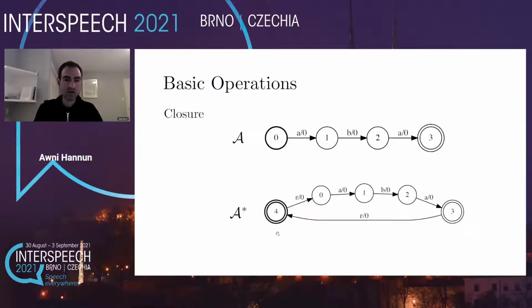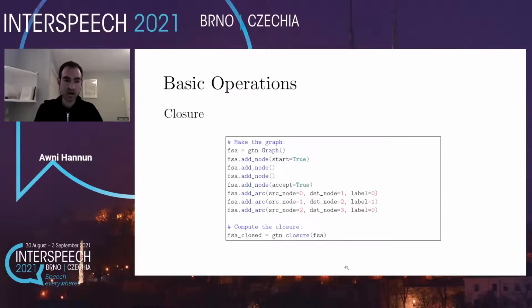Oh, and by the way, the closure is denoted by this star operation. So when you have the input graph A and you raise it to the star, that means compute the closure. And this is what it looks like in the Colaboratory notebook. You construct the graph in the beginning, and then you call this one-line command, gtn.closure, which takes the graph as input and outputs the closed version of the graph.